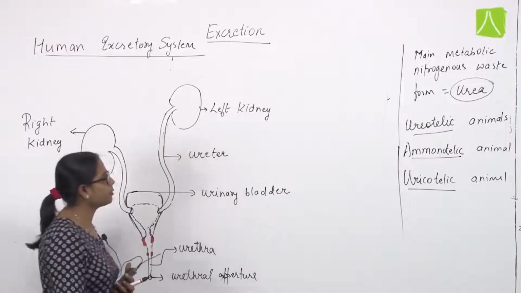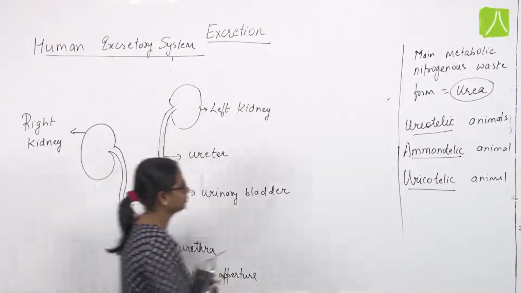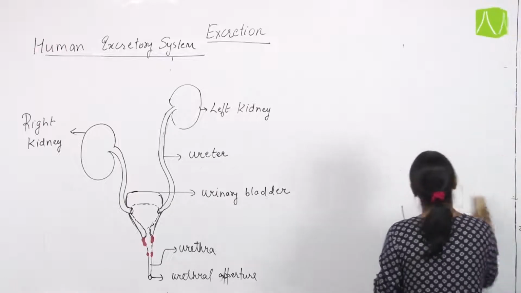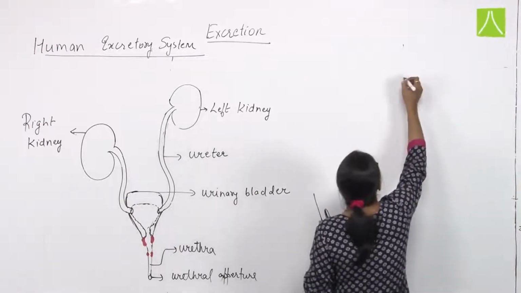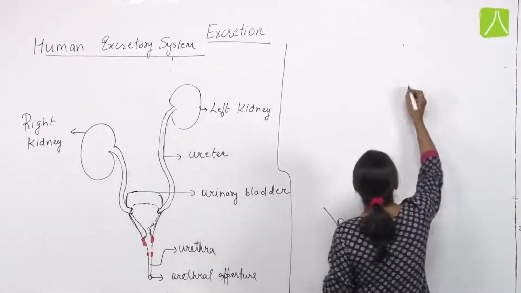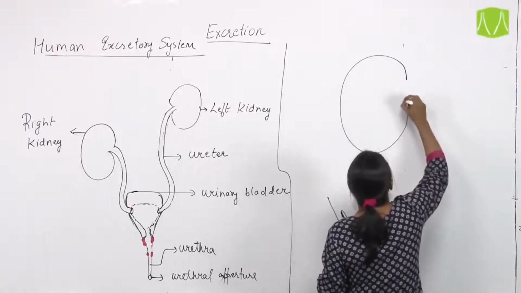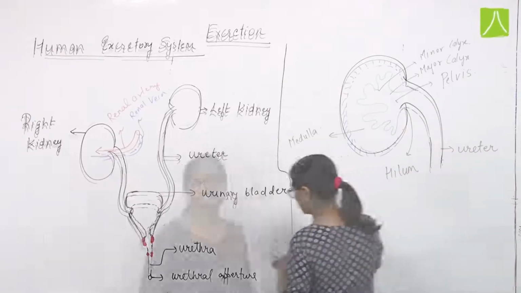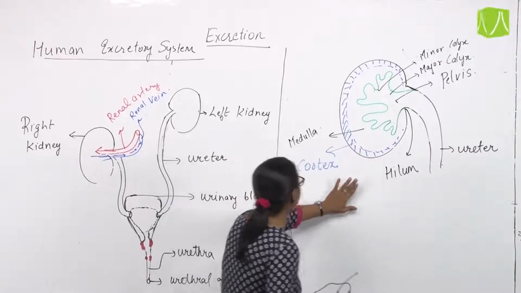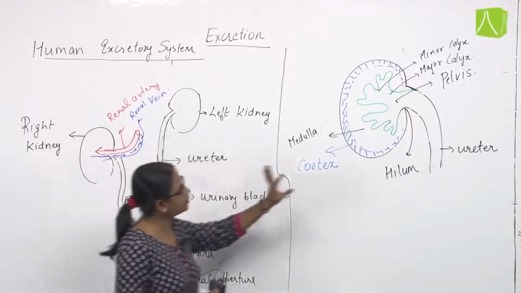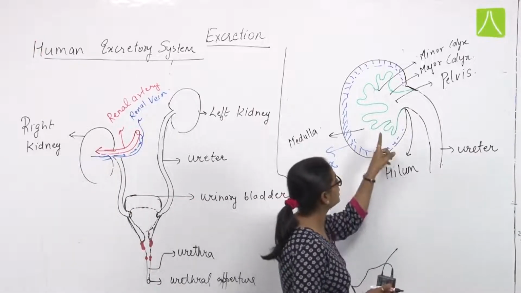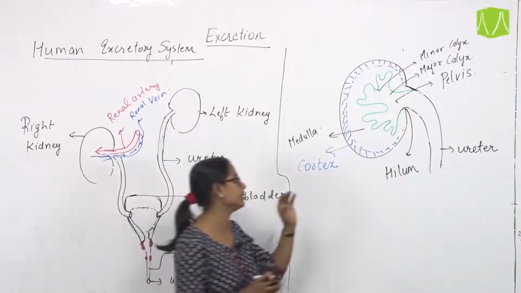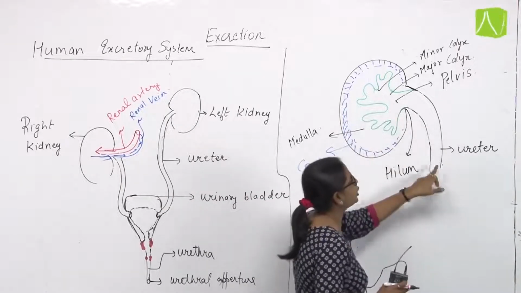Let's discuss the kidney. Now here, this is the structure of the kidney which we have drawn. This is the final internal anatomical structure of the kidney. Here what we are seeing is that the kidney is bean shaped, which means the shape of a seed, inside which the ureter is entering.